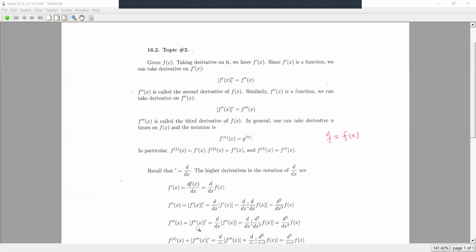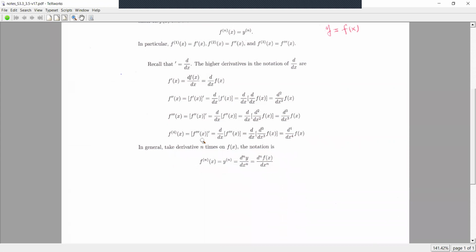Take the derivative of the second derivative. Replace this prime by d over dx, and replace f double prime by this. Then we have this equation. d times d squared is d to the third. dx times dx squared is dx to the third. This is the notation for the third derivative.